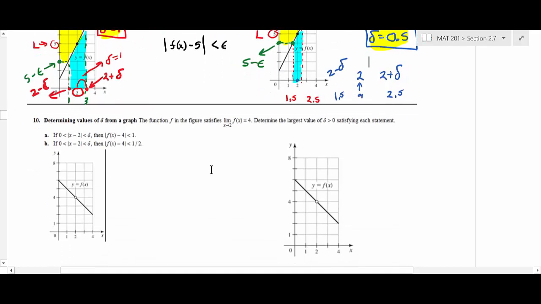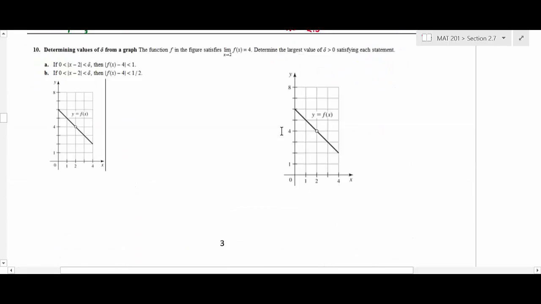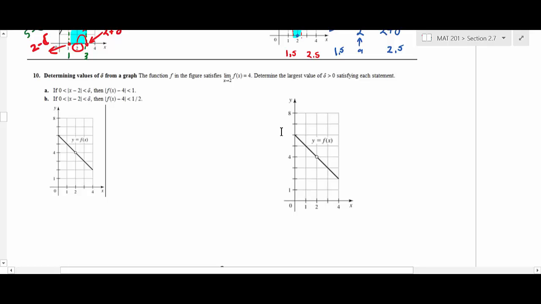Okay, so let's see. Let's go ahead and do one more, then I'll let you try a few of these. Okay, so with this next one here, we're looking at this limit. So we're looking at the limit as x goes to 2 of f of x equals 4. Okay, and what this means, this distance between x and 2, you write that distance between x and 2 between 0 and delta. And then you write the distance of f of x and the value of the limit.